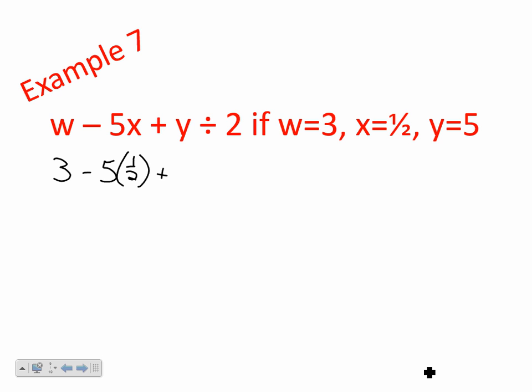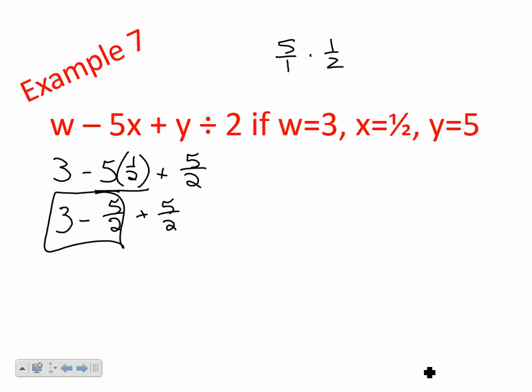I like fractions. I just go ahead and make this 5 over 2 instead of 5 divided by 2. This does the same thing, okay? So I'm going to multiply first. 5 times 1/2. 5 over 1 times 1 over 2 becomes 5 over 2. Do I add first? Do I subtract first? Subtract. So 3 over 1 minus 5 over 2.